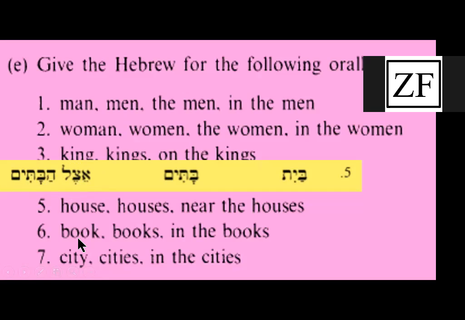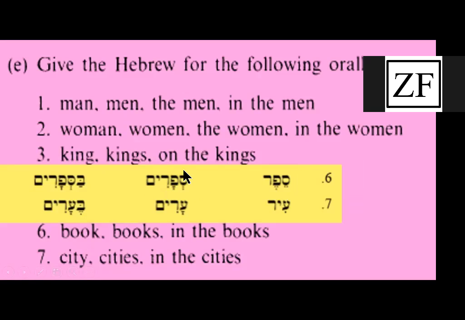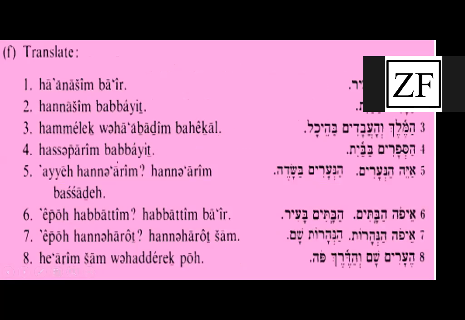The word for book was sefer. And so books would be seferim. In the books would be ba seferim. Okay, city was ir. The plural is not irot, but arim. And in the cities is ba'arim, perfect, in the cities. Good.